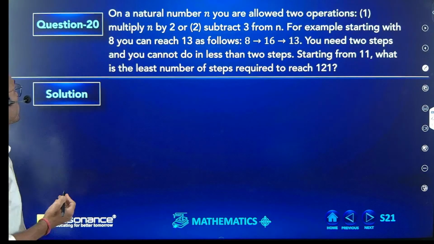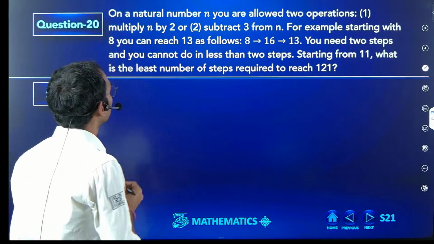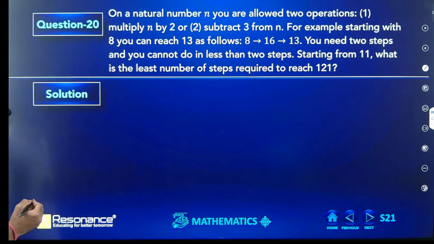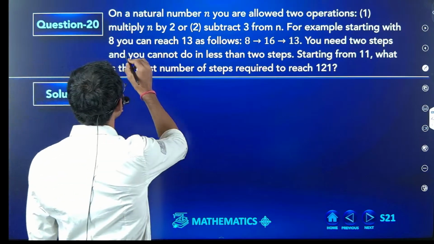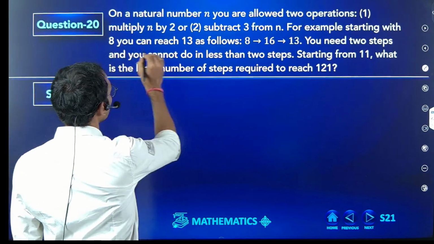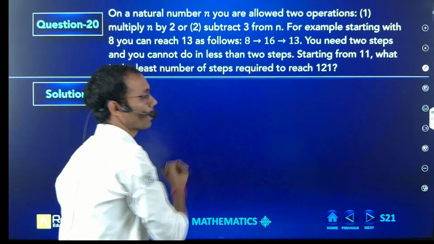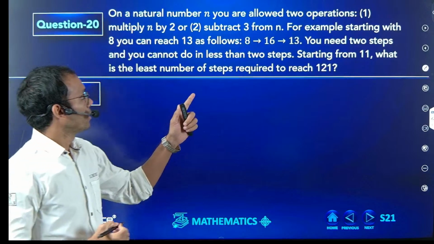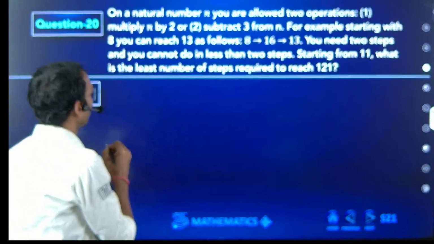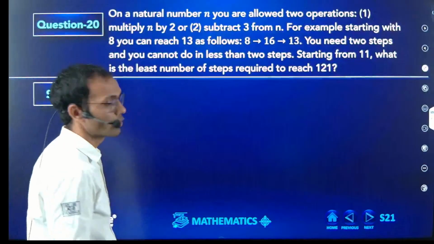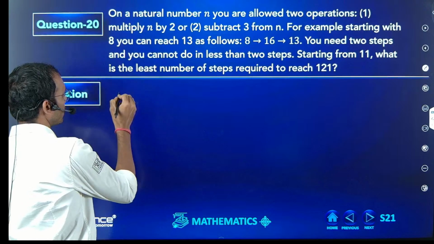Okay, question number 20. On a natural number n, you are allowed two operations: either multiply by 2 or subtract 3 from n. For example, starting with 8, you can reach 13 as 8 into 2 minus 3, that is 13. The same pattern we have to follow. You need two steps and you cannot do it in less than two steps. Starting from 11, what is the least number of steps required to reach 121? Okay, so I'm starting with 11.